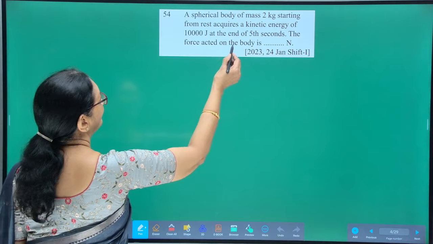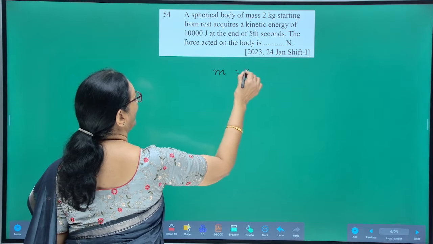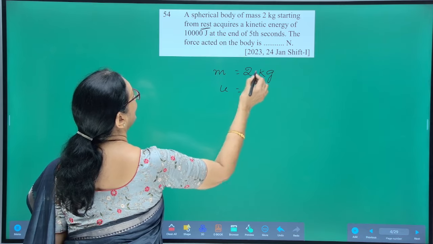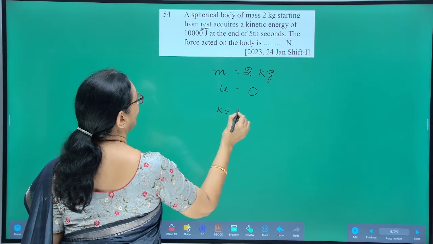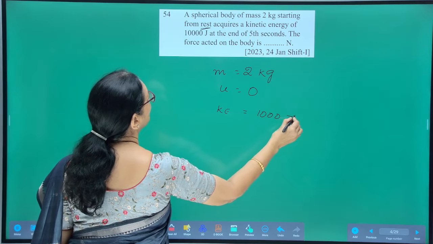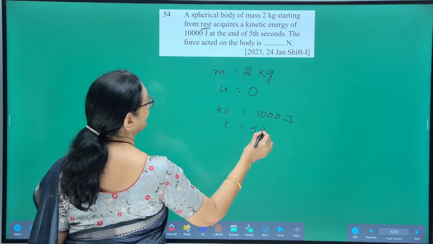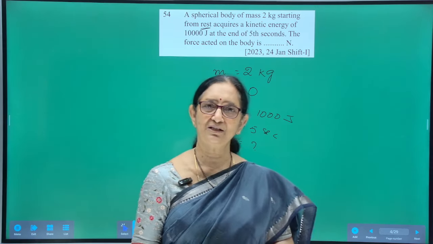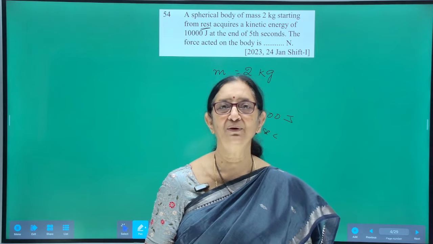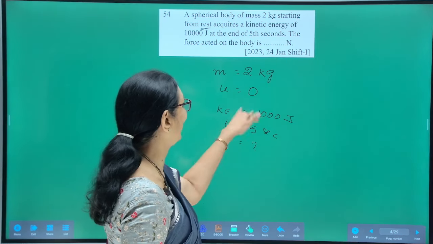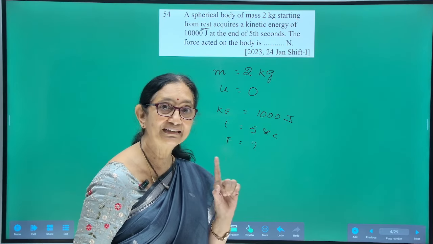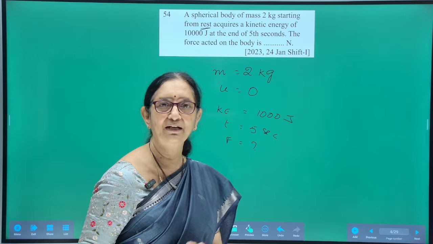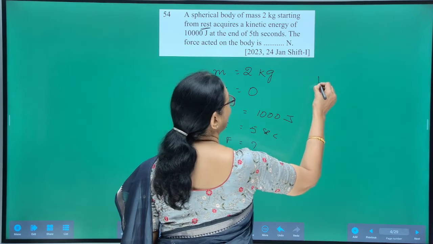A spherical body of mass 2 kg. So, mass of the body is given as 2 kg here, starting from rest, acquires a kinetic energy of 10,000 joules at the end of 5 seconds. Force acting on the body. You can do this in so many ways. Fs is equal to lost kinetic energy or gain in kinetic energy. But here the displacement is not given. So, you can find out the displacement from the data given, or we can also use another relation.